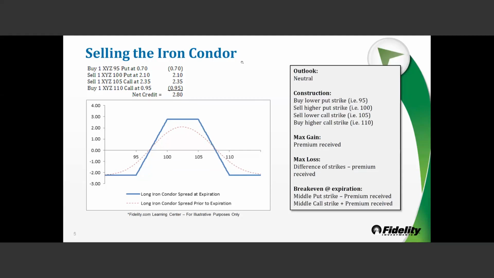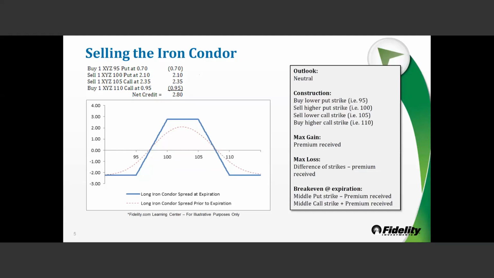I'm just asking about the semantics of the name. It is called condor because it looks like a bird, right? The profit curve. But I was just wondering why this is called the iron condor. Because it doesn't move much? I don't know. Maybe we have to do some research on that. I don't know why it's called that.